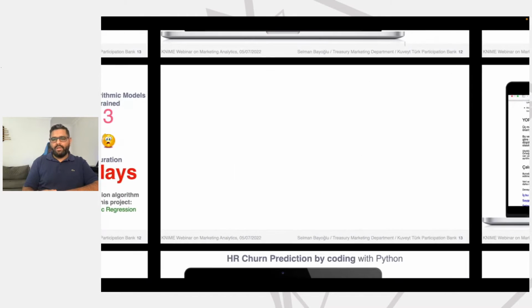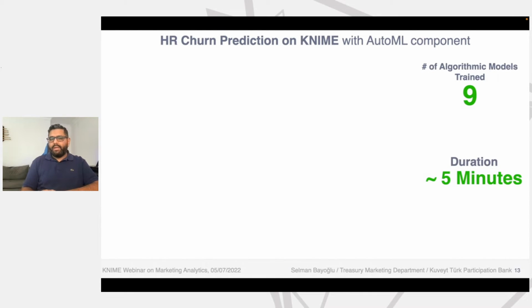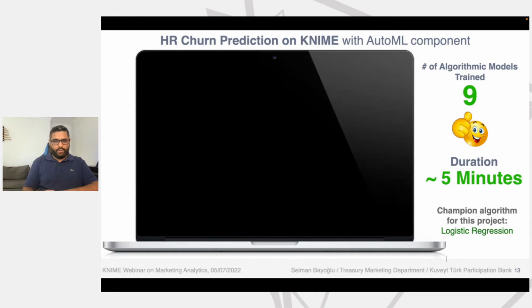HR churn prediction on Knime with AutoML component. And really, it's a magic. So here, I selected 9 algorithmic models to train. It took 5 minutes to complete, and it's a very good thumbs up to do. And the champion was, again, logistic regression out of a total of 9 models. And let's see how it happened. This is a real recording from Knime.